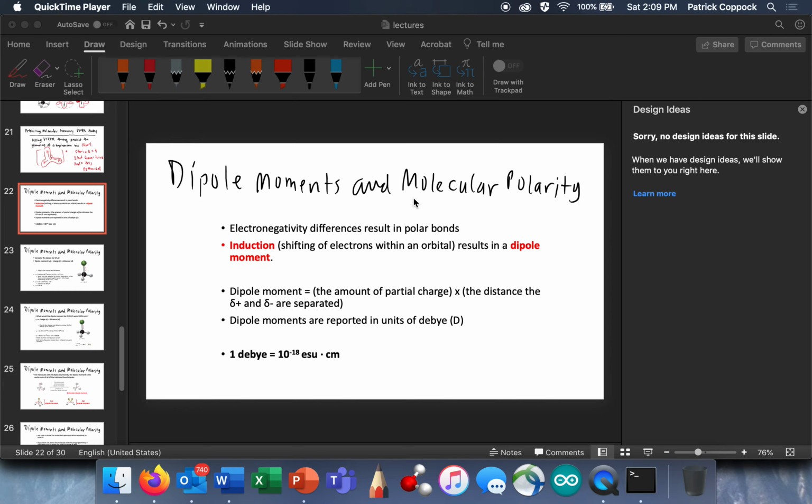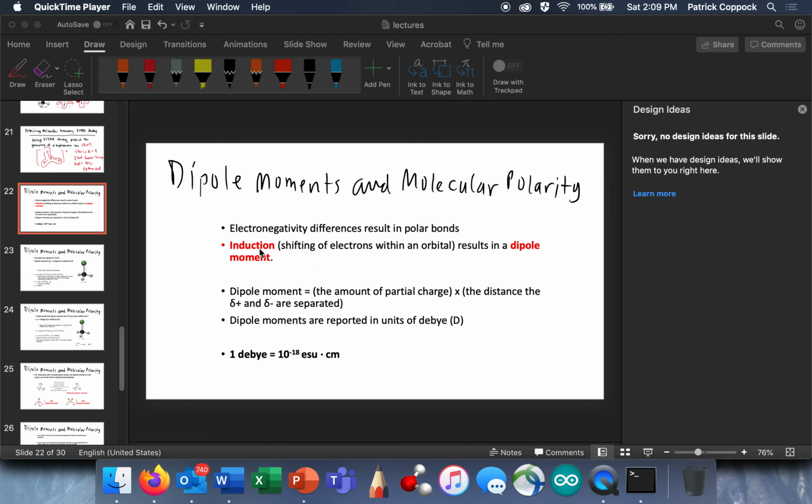Now, dipole moments arise from the difference in electronegativity between atoms. All right, so if you have two atoms and they're pulling on the bonding electrons differently, then the electrons are going to spend more time around one atom than the other, and so you're going to get a disparity of charge, and that makes a polar molecule, or at least a polar bond. Okay, so induction is when other electrons around it are affected by the dipole moment.